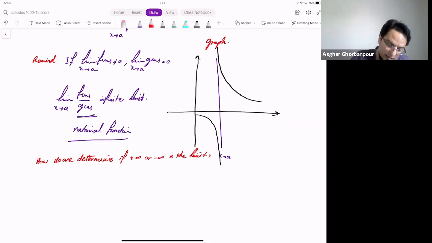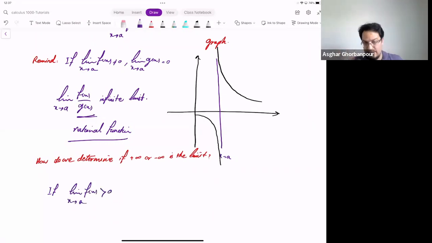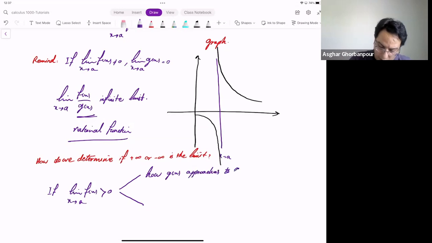So if you see the limit of the numerator is positive, we're assuming that it exists and is positive, then we have to look into the function. This really depends on how g of x approaches zero as x goes to a. And this really means: does it approach zero from negative values or positive values? So I will just write it like this: limit of g of x is zero plus.